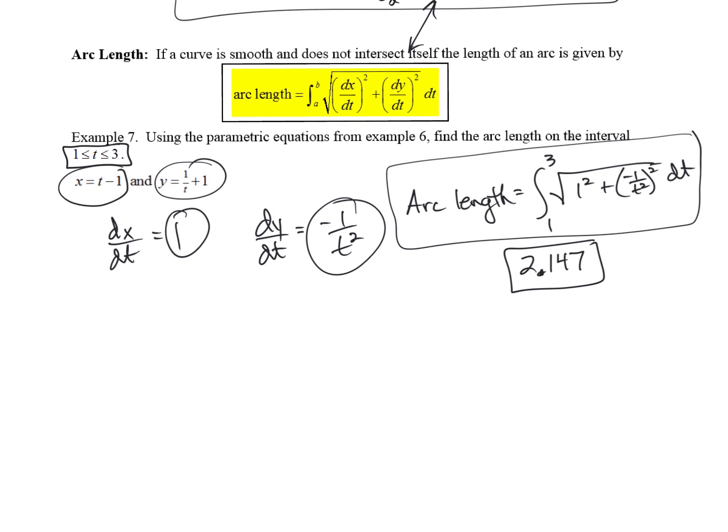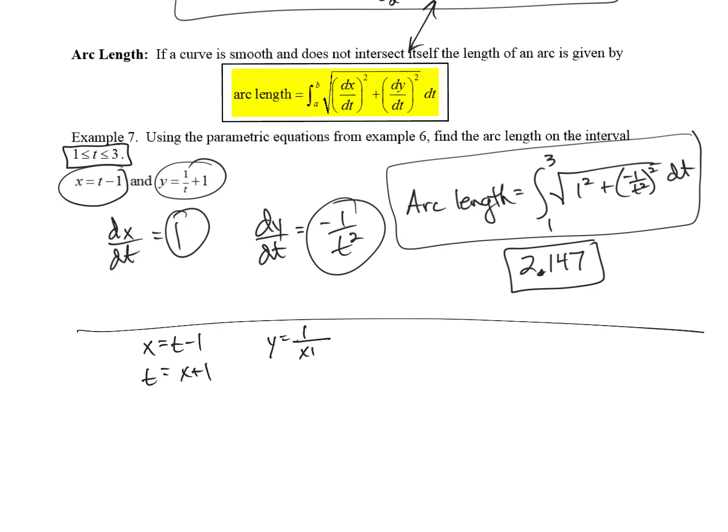If I wanted, I could have eliminated the parameter. If I eliminated the parameter, I would have to go through all the work of eliminating it, like solving one of the equations, probably the x equation, for t, and then plugging it into the y equation. I get y equals 1 over x plus 1, plus 1. So there it wasn't too difficult to eliminate the parameter.